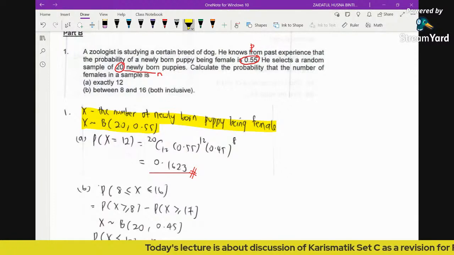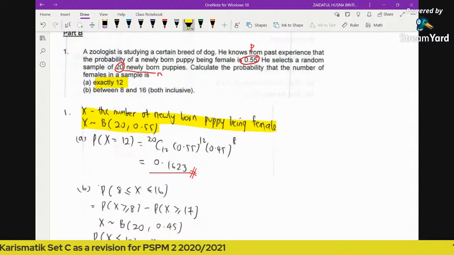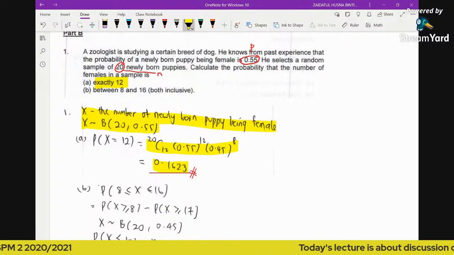then it can be modeled using binomial distribution with n equals 20 and probability of success 0.55. Okay, now the question says find the probability that the number of females in the sample is exactly 12. So it's about finding the probability of x equals 12, and you can just apply the binomial formula.